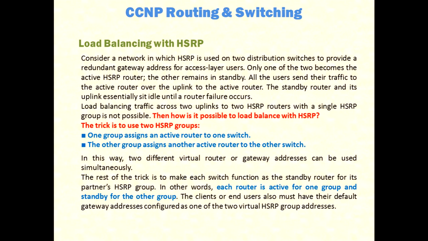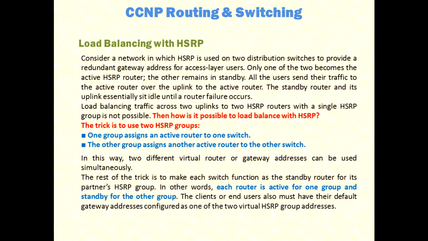Load balancing with HSRP. Consider a network in which HSRP is used on two distribution switches to provide a redundant gateway address for access layer users. Only one of the two becomes the active HSRP router. The other remains in standby. All the users send their traffic over the uplink to the active router. The standby router and its uplink essentially sit idle until a router failure occurs. Load balancing traffic across two uplinks to two HSRP routers with a single HSRP group is not possible.